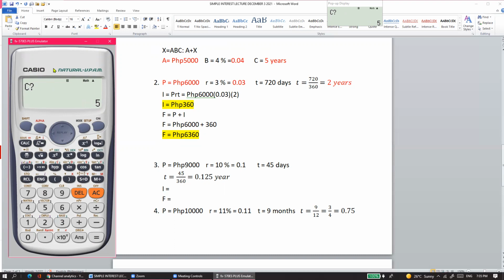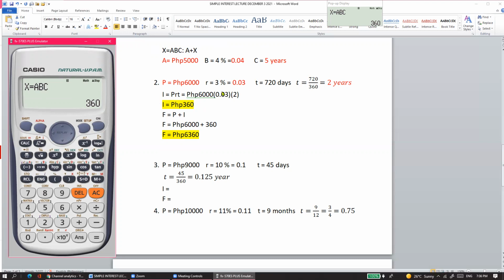The calculator will ask us again about the time. But the number of 720 days was already converted into 2 years. So 2 years ang pipiliin ko dito kasi kailangan kapag nag-calculate tayo ng time, naka-express in years. So I'll type 2 for C. And then press equal. The calculator will give us already the value for the interest and that is 360. Na nakuha natin dito kanina nung nag-calculate tayo.